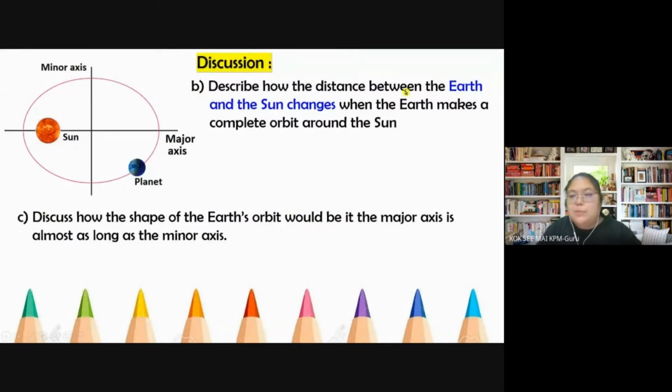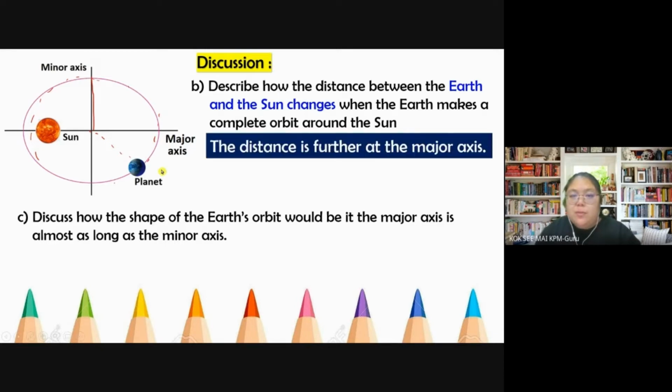Describe how the distance between the Earth and the sun changes when the Earth makes a complete orbit around the sun. So the Earth will continuously move from the major axis, go to the minor, and then come back. From here, they ask you about the distance. We find the minor distance should be shorter. Then how about the longest? The longest is the major axis. So the distance is furthest at the major axis.